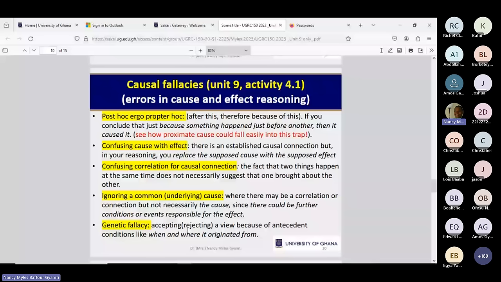But the problem there is you are confusing the mother with the baby. It is the mother that pushed the baby up. It is the cause that brings about the effect, and not the effect that brings about the cause. So the criticism there is confusing the cause with the effect. You are reasoning in a way that makes it look as if it is the effect that brings about the cause. For example, sister, read example one.